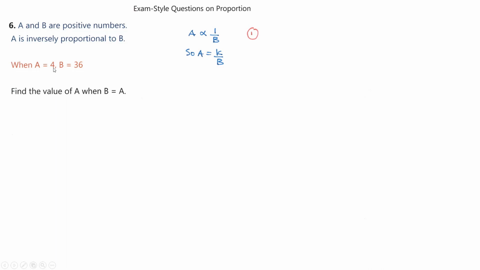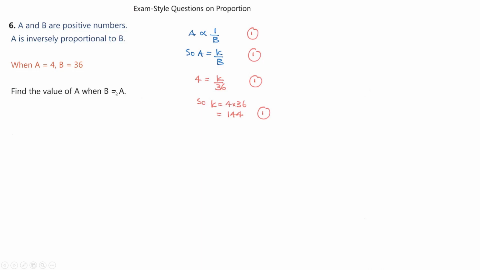Well, we know that a is 4 and b is 36. So put those numbers in, and work out what k must be. In that case, k would be 4 times 36, which is 144. So we've already got ourselves some marks. We might not be able to work out the next bit yet, or even at all, but we've got some marks. So, 144.